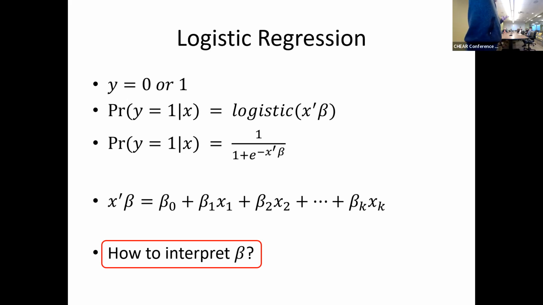If x beta gets really big, e to the minus big number gets very close to 0. 1 over essentially 1 is 1. When this gets very negative, this gets enormous, and this whole thing then goes to essentially 0. It's bounded between 0 and 1, which is very nice because you can never get negative probabilities. You can never get probabilities that are greater than 1. Okay, moving on. We want to get back to thinking about beta.